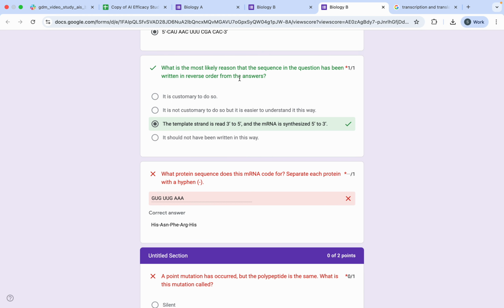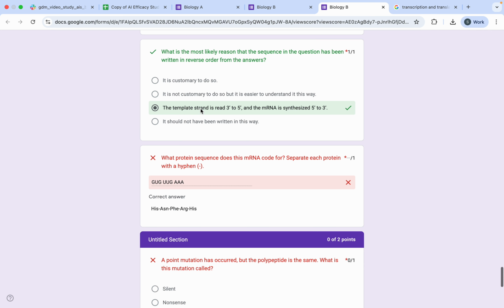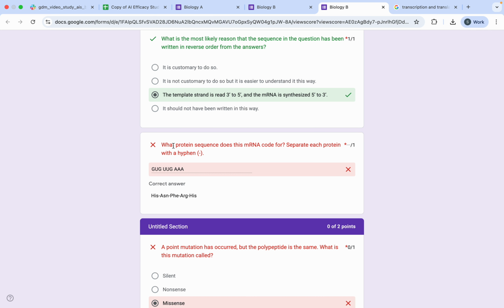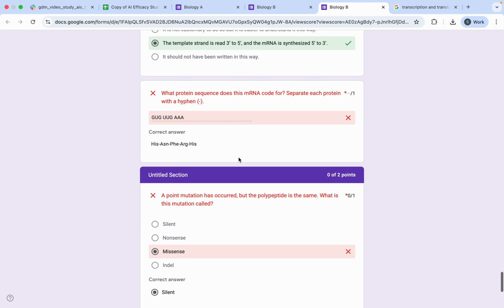What is the most likely reason? The sequence in the question has been written in reverse order from the answer. So this is correct. What protein sequence does this mRNA code for? Separate it with hyphen.